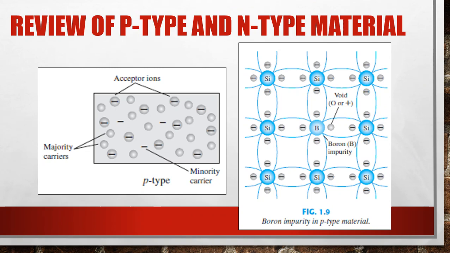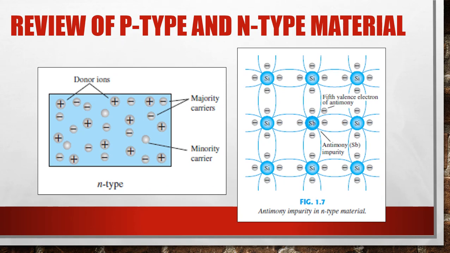To summarize, this P-type material, its majority carrier is holes, minority carrier is free electrons, and ang mga ions niya ay negative ions. How about N-type material? N-type semiconductor has a significant number of free electrons and a very small number of holes. The holes are also generated during electron-hole pairs.